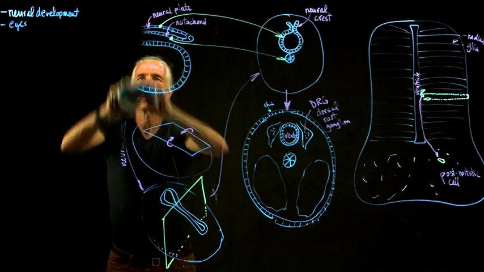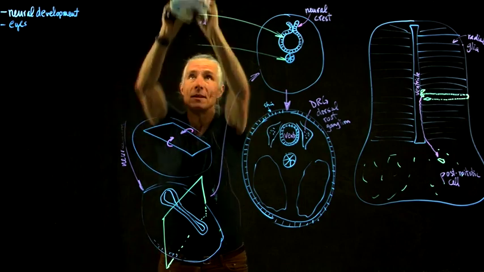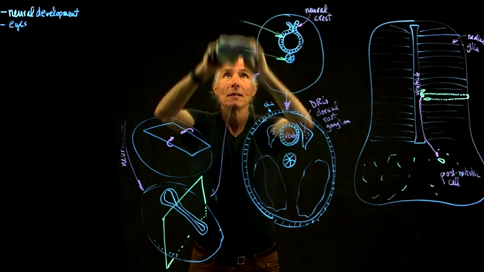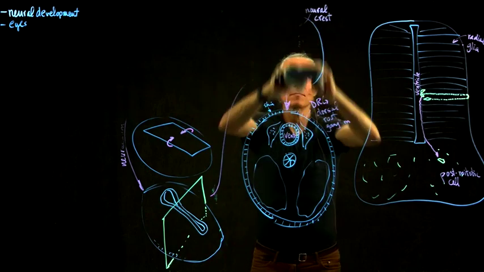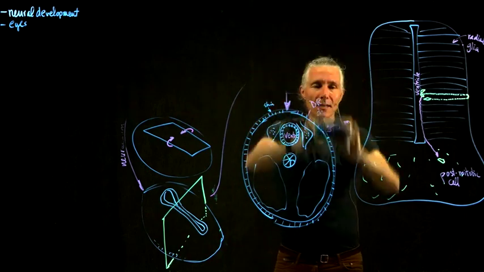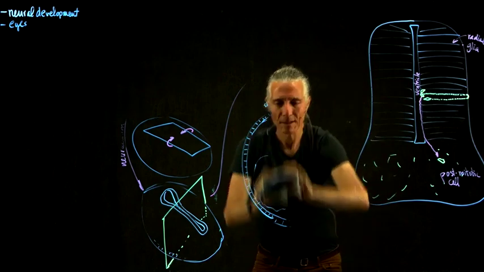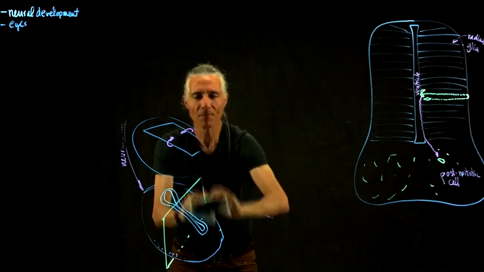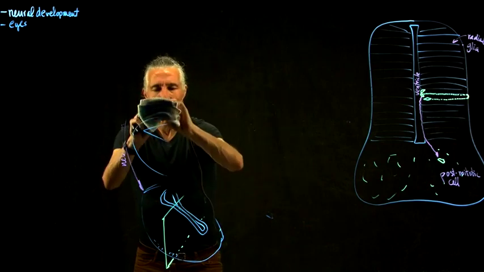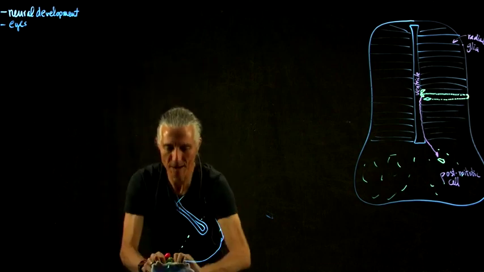That's not true with something like the cochlea. The cochlea comes from something called a placode, which is something that forms from the skin-like tissue. But the retina itself develops directly from the brain, an outpocketing of the brain.